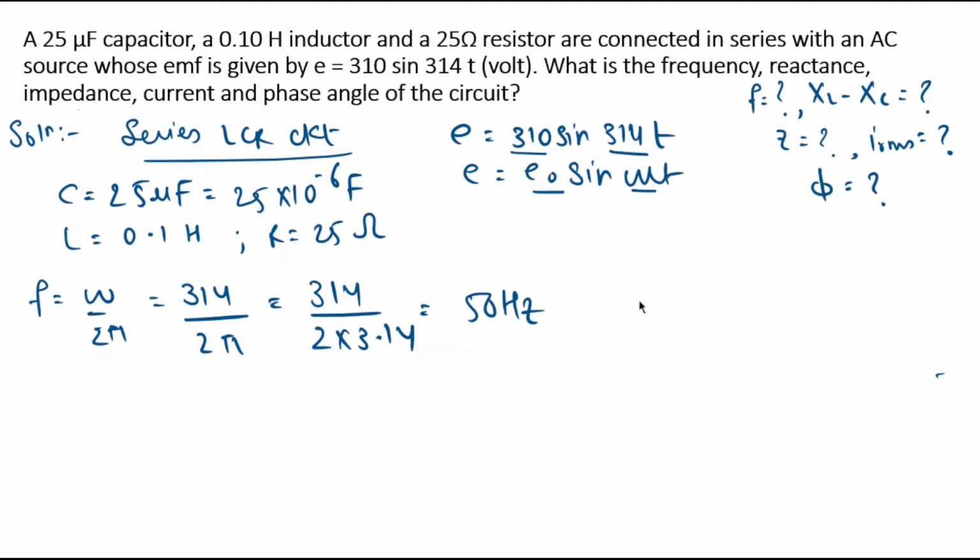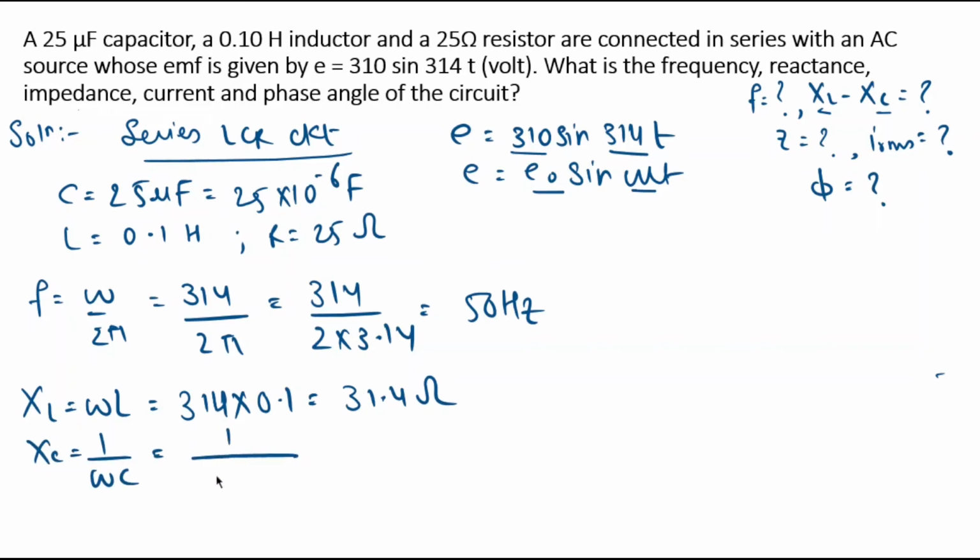Now to find out the reactance in the circuit, we need to find out XL and XC. So XL is given as omega L, which is equal to omega, which is 314, into L, which is 0.1. This comes out to be 31.4 ohms, and XC is equal to 1 upon omega C, which is equal to 1 upon 314 into C. C is 25 into 10 raised to minus 6. So calculating this, we get XC equal to 127.38 ohms.